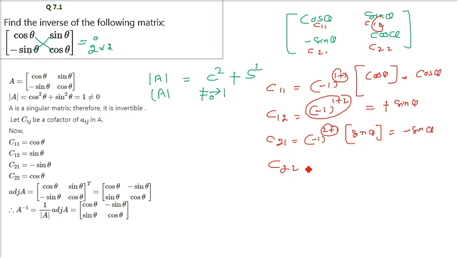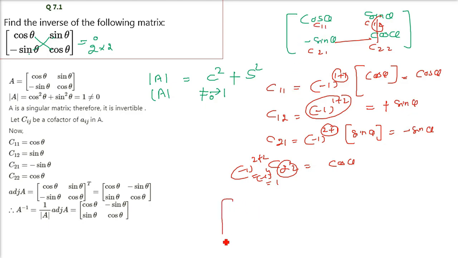Now we are doing C22. So leave this row and column, you just get cos theta. Minus 1 to the power 2 plus 2 is plus 1 only, so I'm not writing it. Okay, so now this cofactor matrix you have to write first.